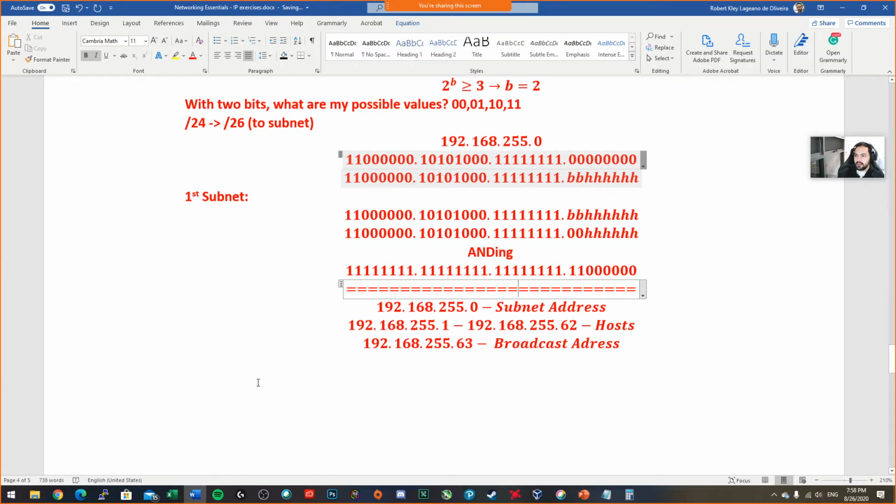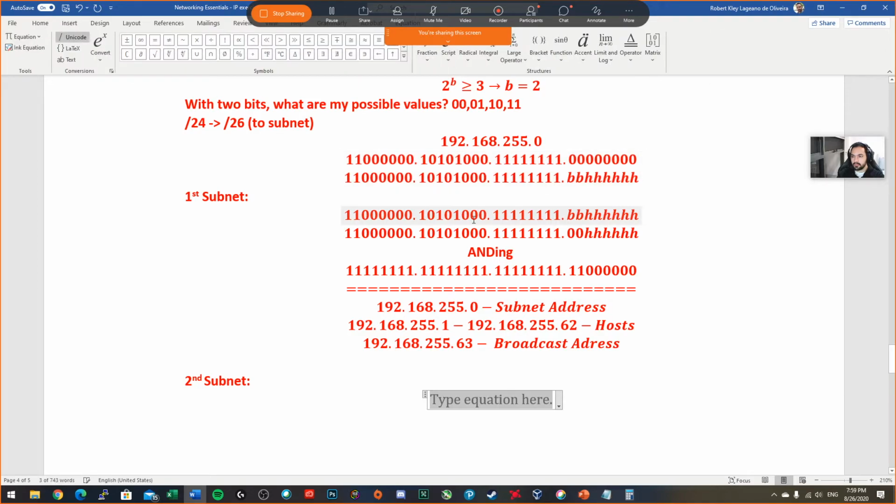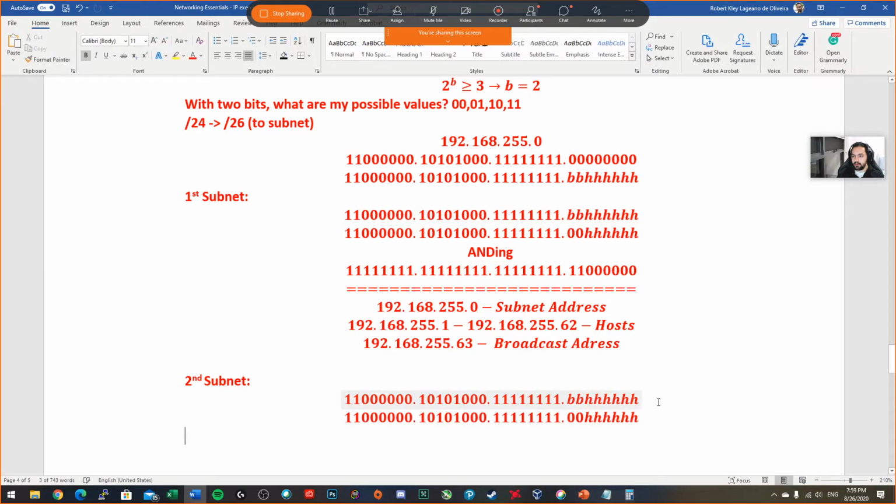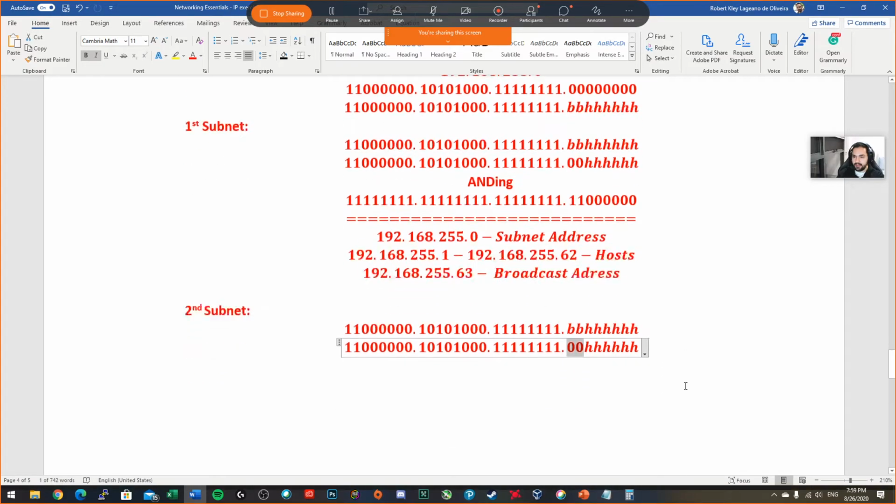Perfect. Now let's calculate the second subnet. You see that things are gonna get easy now. No, I'm just lying. It's gonna get harder. So the next would be 192.168.255.64. I'm just gonna copy paste the same thing we did before, because I'm lazy. But now the borrowed bits will assume a different value: 01.